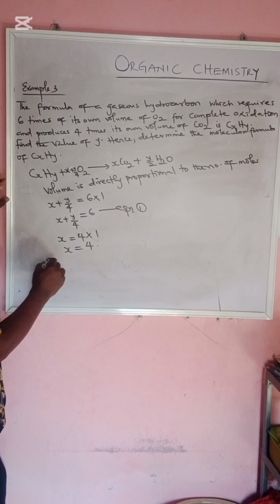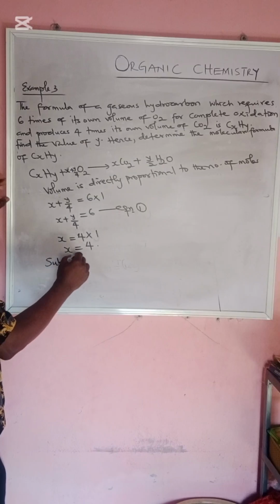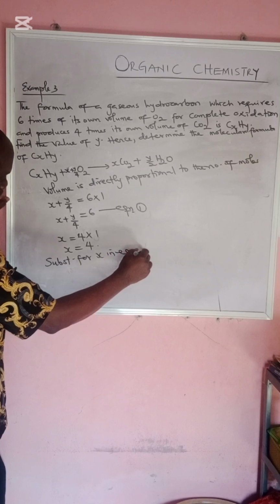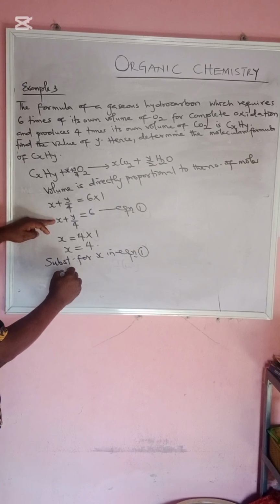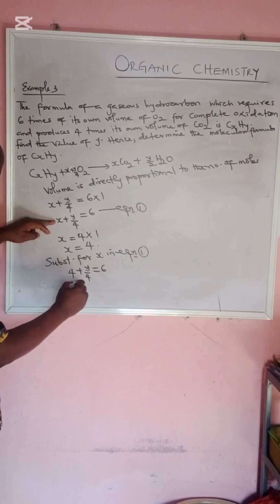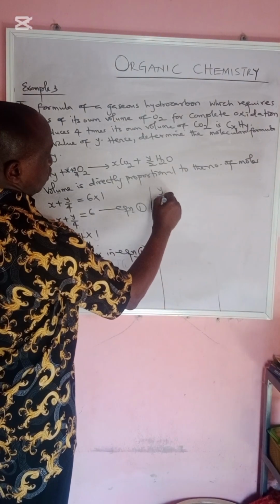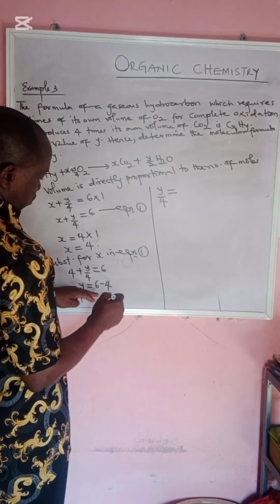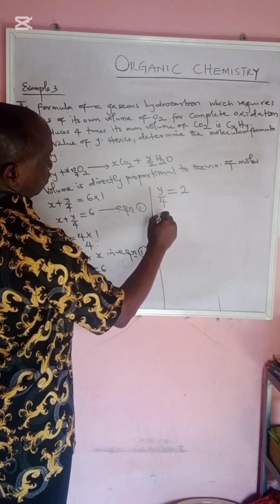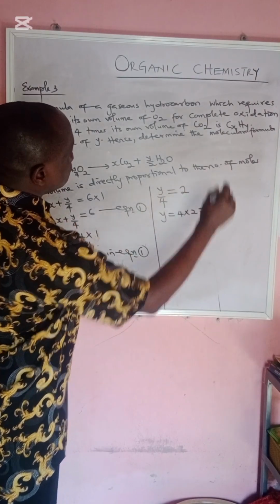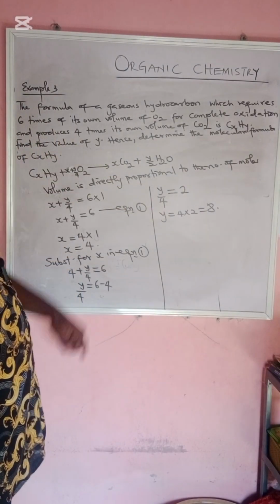So substitute for x in equation 1. You have 4 plus y over 4 is equal to 6. y over 4 is equal to 6 minus 4, so y over 4 is equal to 2. Cross multiply, y is equal to 4 times 2, so it's equal to 8. We have gotten the value of y to be 8.